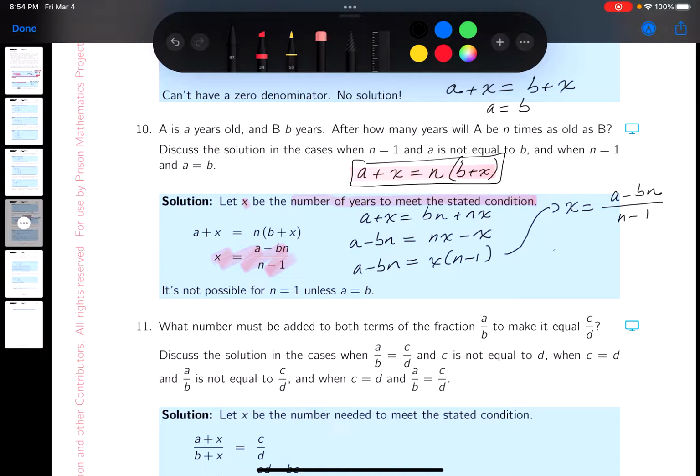The next one they said, when n equals 1, well, I just did that, and a equals b. Completely possible. All right, right over here. This completely makes sense, by the way. All right, a and b are equal then. All right, that's about it.